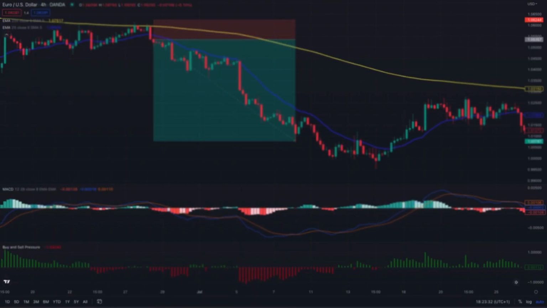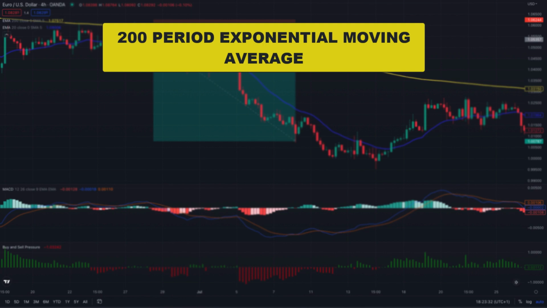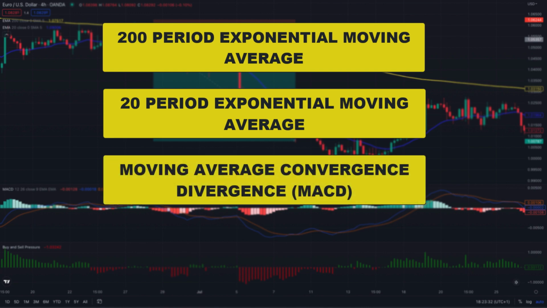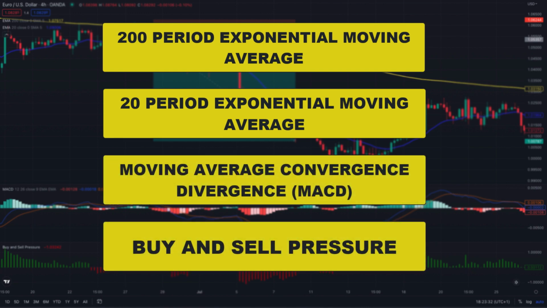These are the indicators that we will use in the strategy. 200 period exponential moving average. 20 period exponential moving average. Moving average convergence divergence, MACD. Buy and sell pressure.